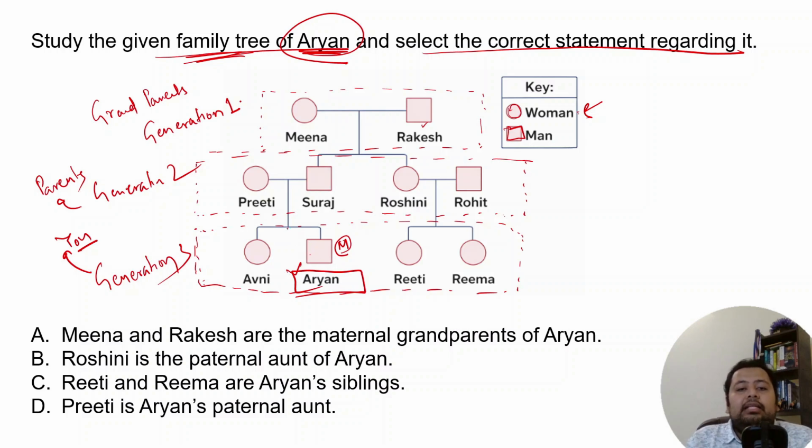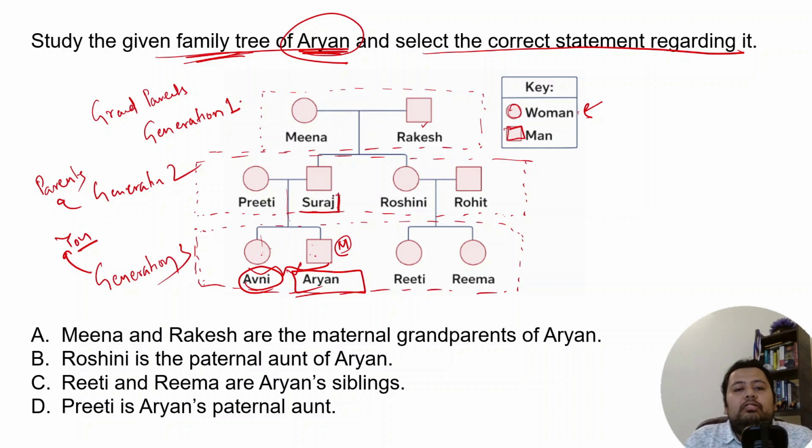Aryan, when there are branches coming from a parent and it is divided into two, that means they are siblings, right? They are brothers and sisters. So Aryan has a sister named Avni, correct? If there had been a square over here, then it would have been a brother. Now, Preeti and Suraj that you can see over here, right?